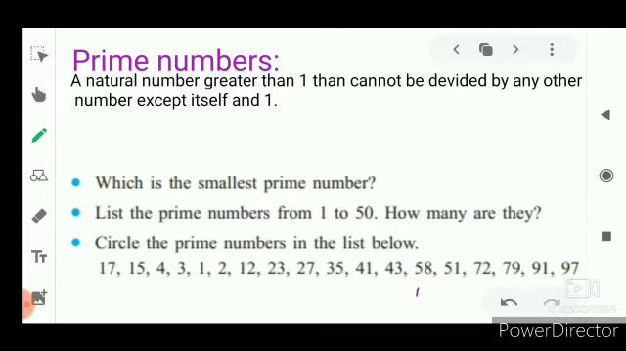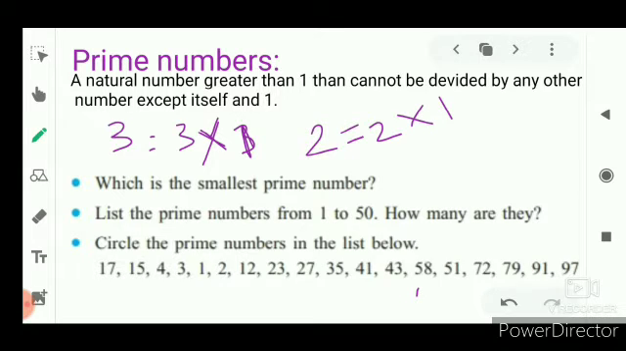For example, 3 को हम डिवाइड कर सकते हैं नहीं. 3 के फैक्टर्स क्या होंगे? 3 into 1. We cannot write it as multiplication of any other numbers except 3 and 1, right? So 3 is a prime number. 2 को हम कैसे लिख सकते हैं? 2 into 1. We cannot further factorize 2 except this. So 2 is also a prime number. It means that any number that cannot be further divided, it has only two factors, the number itself and the 1. So such numbers are called as the prime numbers.